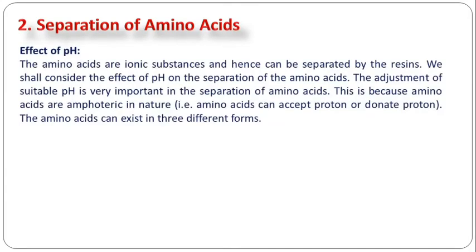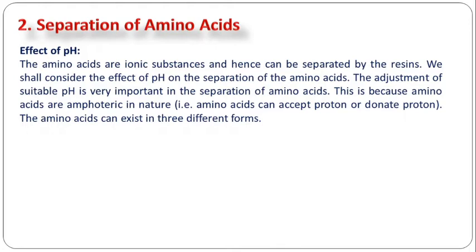Now we will see the separation of these amino acids, that is, the effect of pH. The amino acids are anionic substances and hence can be separated by these resins. We shall consider the effect of pH on the separation of amino acids. The adjustment of a suitable pH is very important in the separation of amino acids. Why? That we'll see in the further slides.